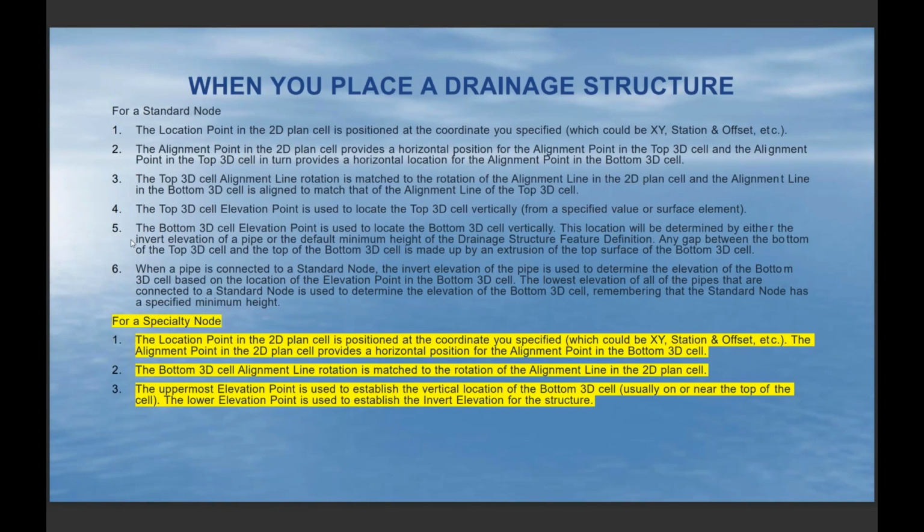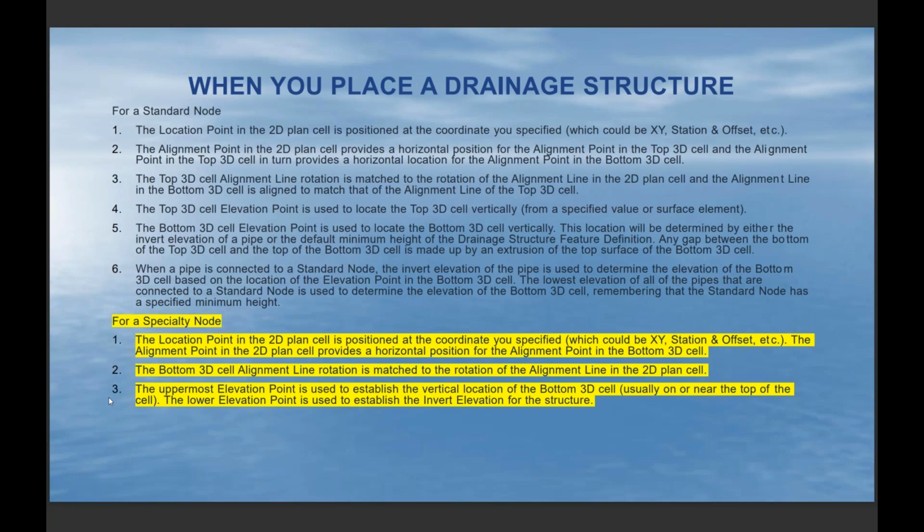What happens when you place a drainage structure? Well, I've got the stuff for the standard node, but for this particular webinar, we're going to skip on down to the specialty node. When you place a structure, in other words, when you click in the 2D view and you give it the offset and station, or you just click on an element to locate it, however it's actually placed, the location point of the 2D cell is positioned at the exact XY coordinate that you click in or identify by keying.